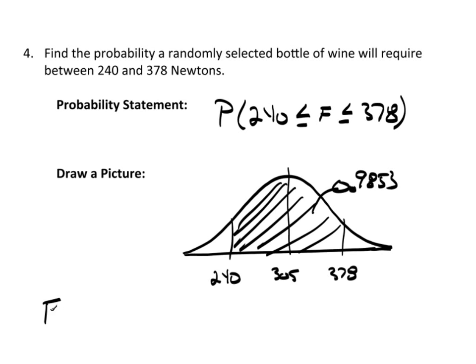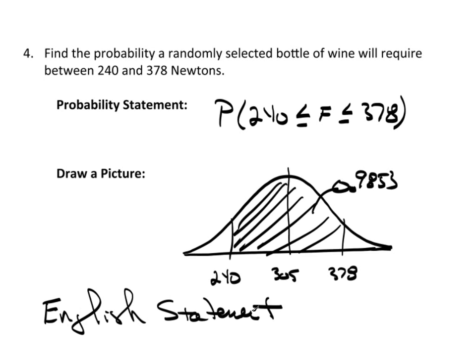So again, you need an English statement. And this statement would be something to the effect of the probability a randomly selected bottle of wine will require between 240 and 378 newtons to pop that cork is approximately 0.9853.